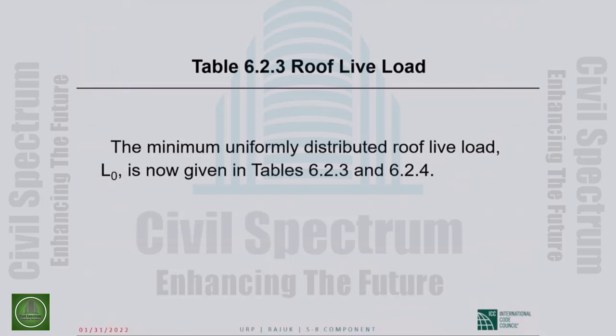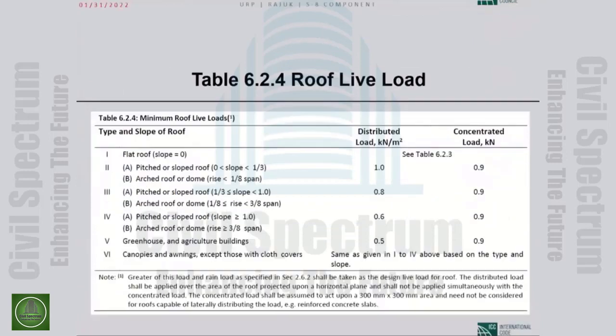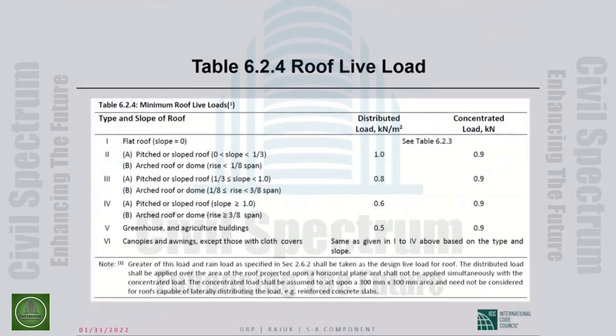Okay, the minimum uniformly distributed load. So roof live load, L sub 0 is the unreduced value. As I said previously, it is given in table 6.2.3, 6.2.4. You go to 6.2.3 first, and if it sends you to 6.2.4, you go there. This is table 6.2.4. I find it pretty interesting. So flat roof, 1 kilonewton per square meter. This is 20 pounds per square foot.